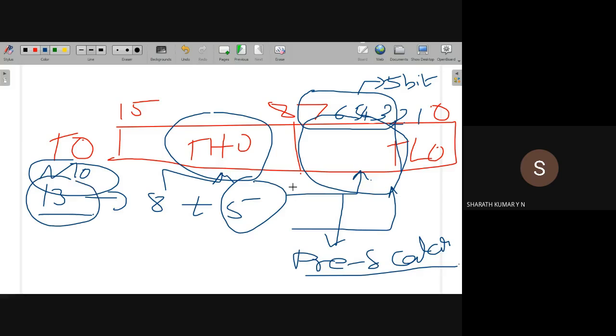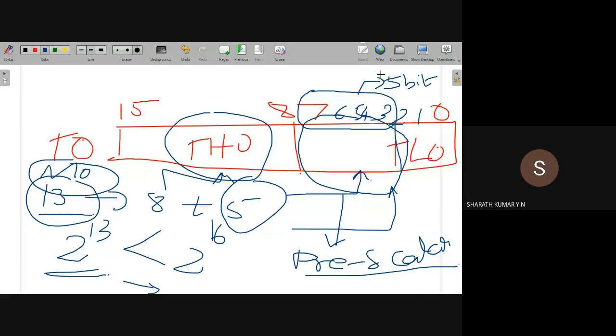So the upper 8 bits and the lower 5 bits from the lower byte correspond to the 13-bit of the timer. Now, what is the meaning of 13-bit? The number of clock pulses that can be counted using mode 0 is 2 power 13, which is less than 2 power 16. That means the number of clock pulses we can count using mode 0 is less than the maximum clock pulses we can count. What is 2 power 13?